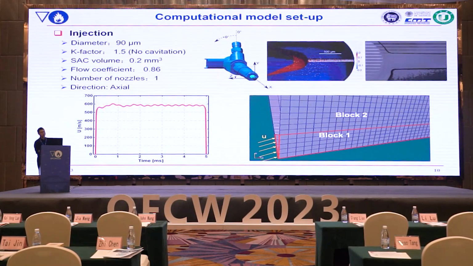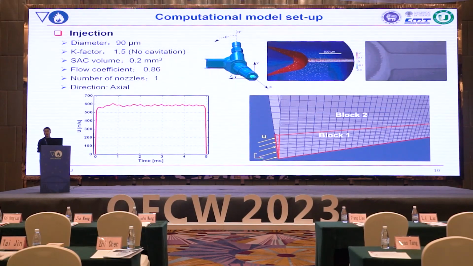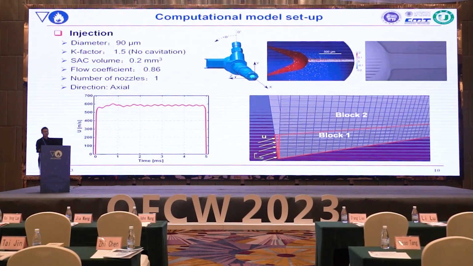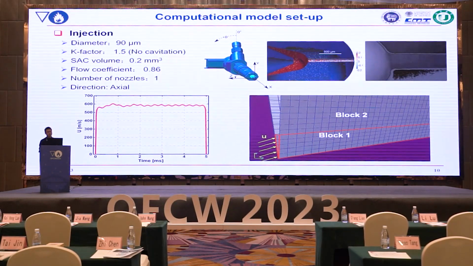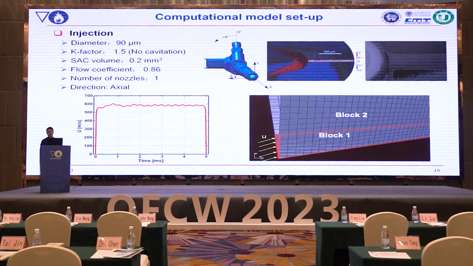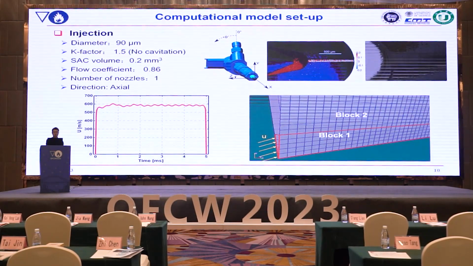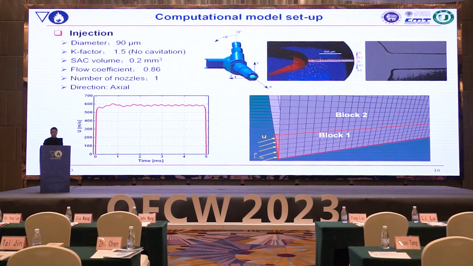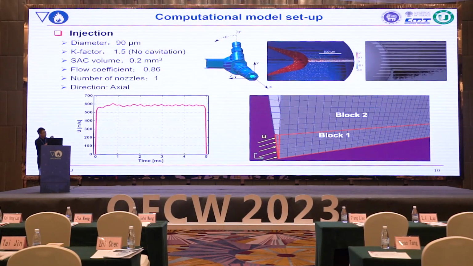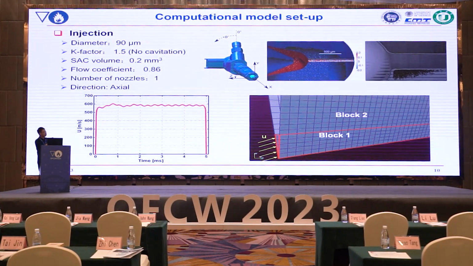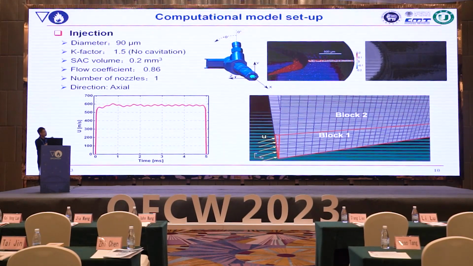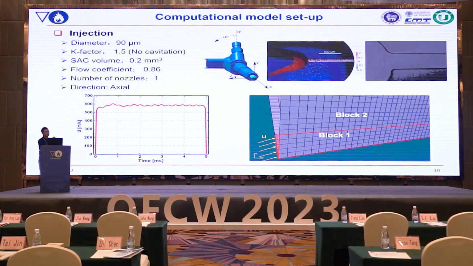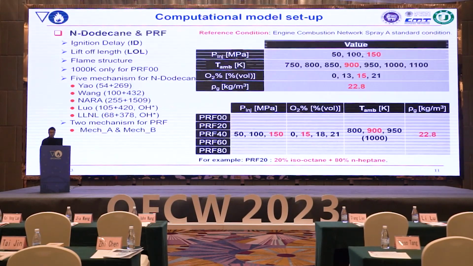And these are the details of the injector we use. The injector is from the ECN website. It is a very famous spray injector. The diameter is 0.09 millimeters, and the K factor is 1.5, so there is no cavitation. There is only one nozzle, and the direction is along the axis. In the bottom right figure, we show the velocity in the nozzle, which changes with time during the injection of liquid.